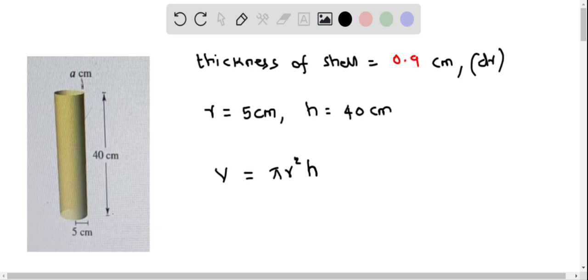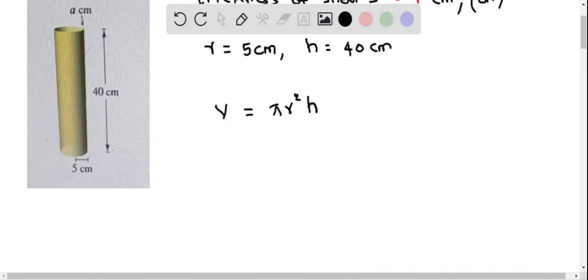Here we know that h remains constant, only the radius is changing. Only when the radius is changing do we get a thickness of the shell. So let's differentiate this volume with respect to radius, and so we can write this as dV by dr. And this equals, pi and h are constant.